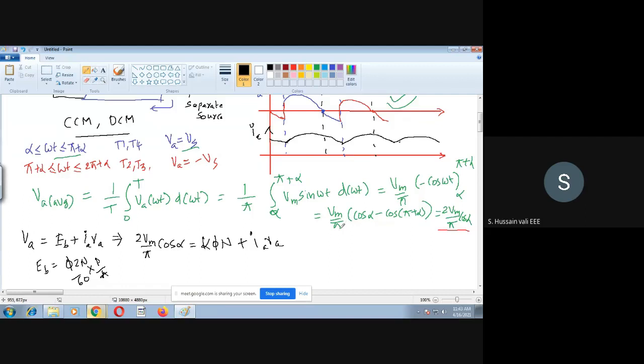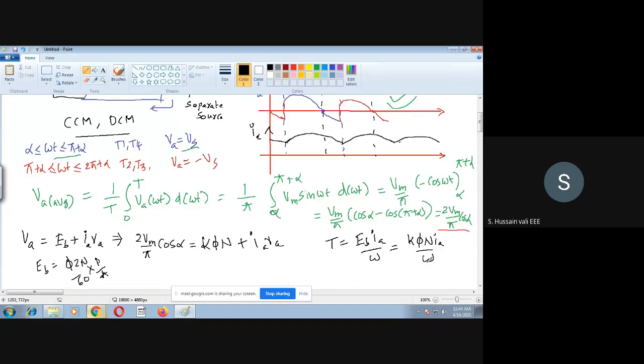Then we have another equation for the torque, the electromagnetic torque. Every time we derive this, T is equal to Eb Ia by omega. So that is equal to Eb. I can write it as k phi n into Ia by omega.